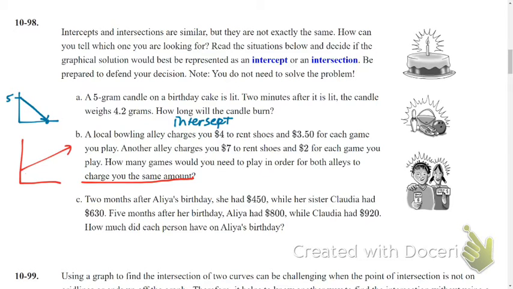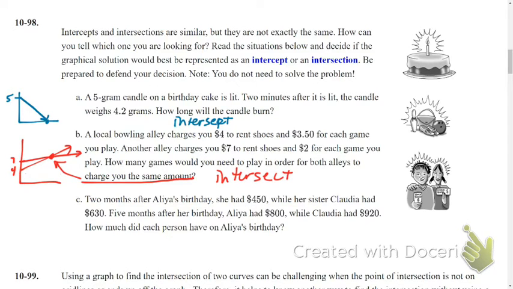One is going to charge you a certain rate, but has the initial charge a little bit less. So this could be $4 to rent the shoes. The next one could be $7 to rent the shoes, but charges you less. And so, in other words, they're trying to find when they cost the same, which is at that point, which is going to be an intersection. Oops, I can't spell. So that's going to be an intersect.